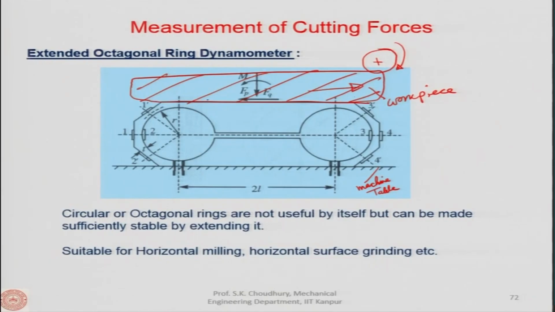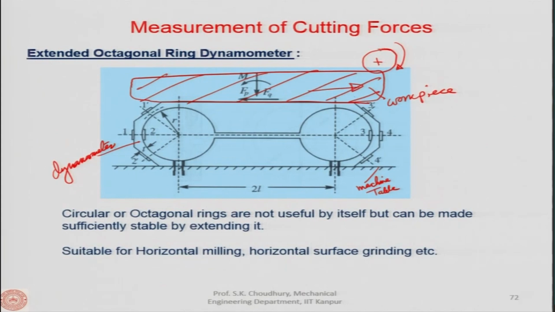All right, the workpiece is rigidly connected to the dynamometer. So, this is the dynamometer. Dynamometer is rigidly fixed on the table, and the workpiece is rigidly fixed on the dynamometer rather.